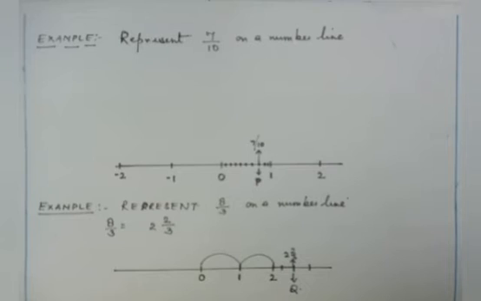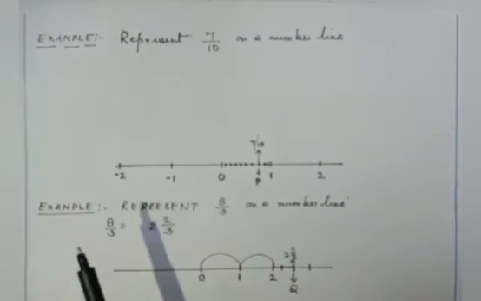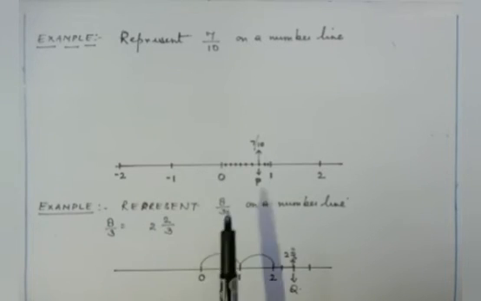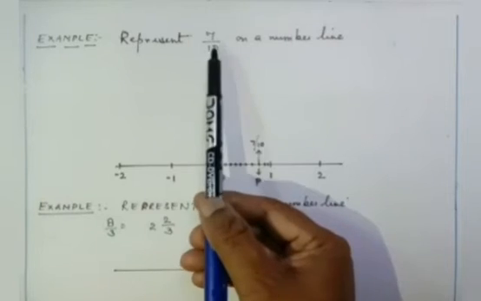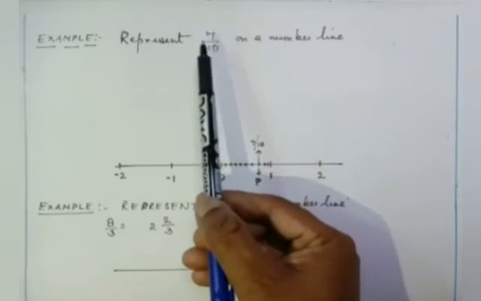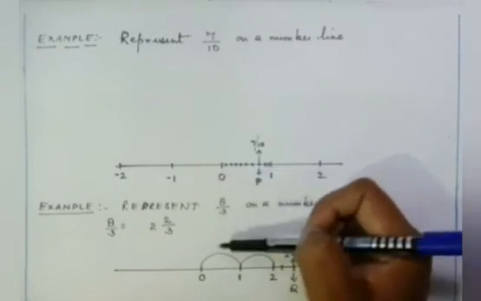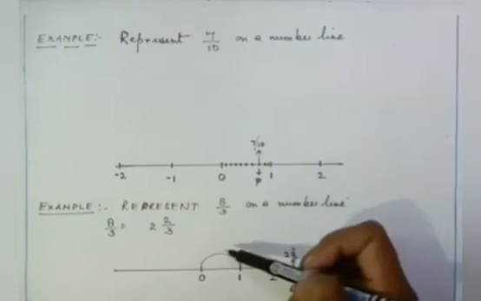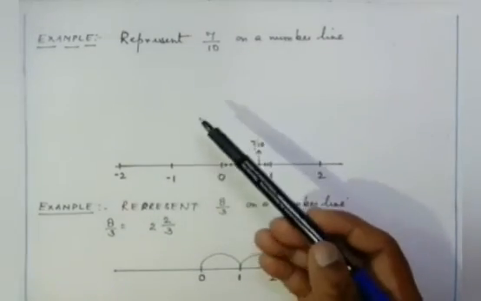Let us take another example. Represent 7 upon 10 on a number line. Now over here there are two methods to represent a number on a number line. When the denominator is greater than the numerator, how are you going to represent the number? Simply you have to draw a midpoint 0. This is 1 and this is 2. Minus 1 and minus 2. You have to represent 7 upon 10.